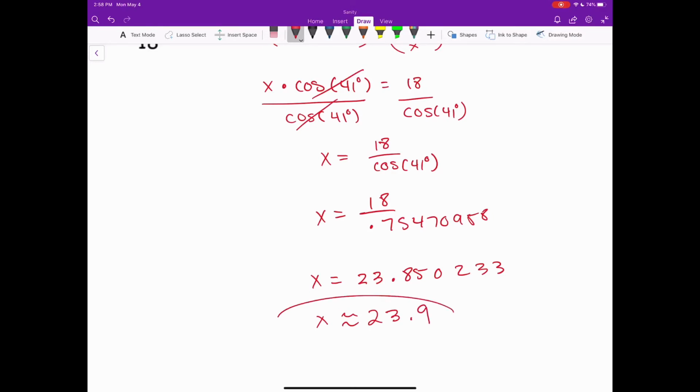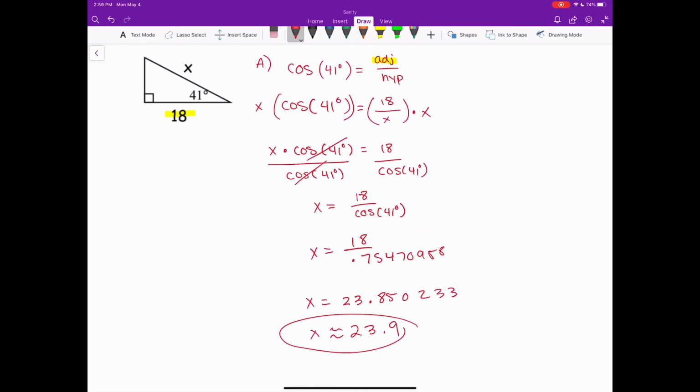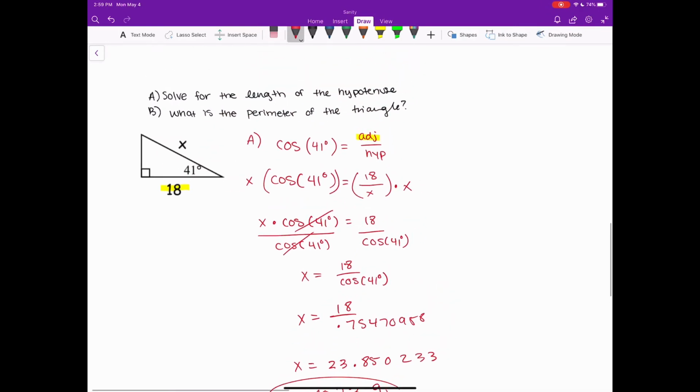All right. So in that process, we were able to set up a cosine equation. We were able to solve for a missing length in that ratio. We now know that the hypotenuse is 23.9 feet. Maybe this is in feet. All right. Part B is now asking, what is the perimeter of the triangle?